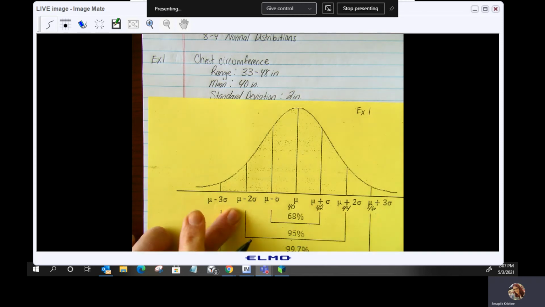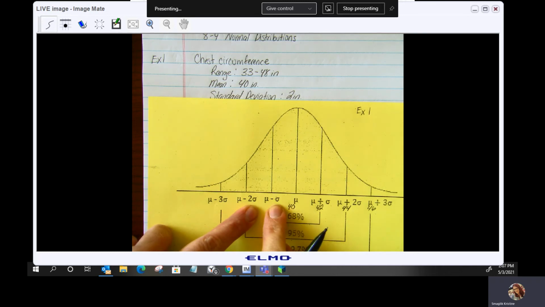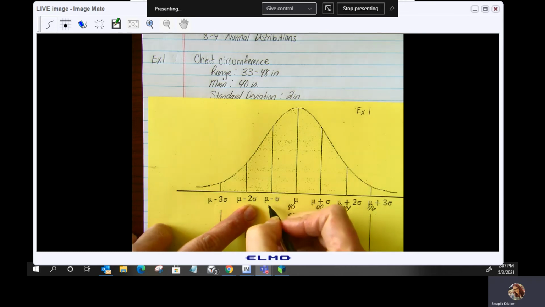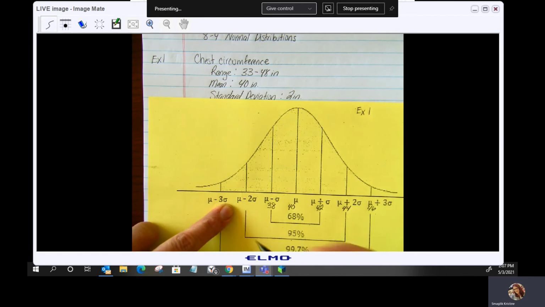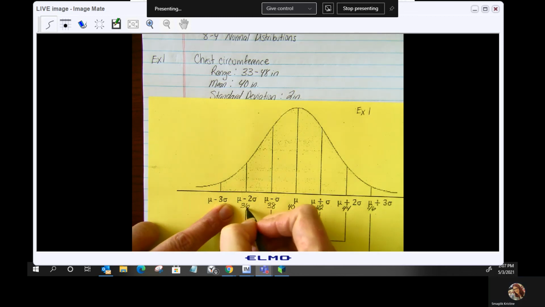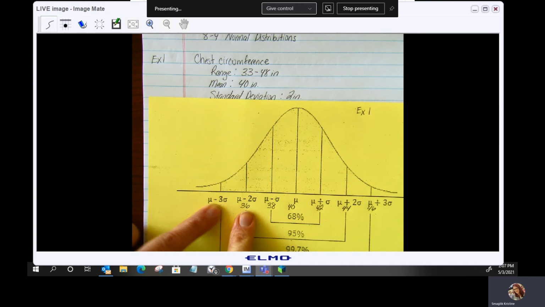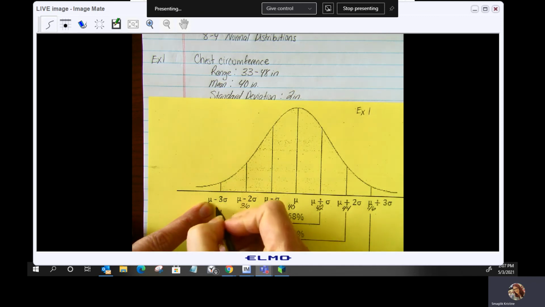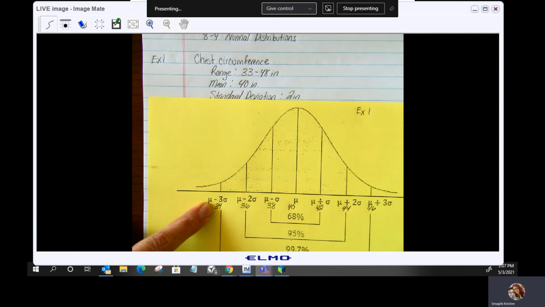Now, as I move left, I'm below the mean. So 40 minus my standard deviation is 38, minus 2 standard deviations is 36, minus 3 standard deviations is 34. Okay, so now I have my intervals set up. We can now answer the first question.